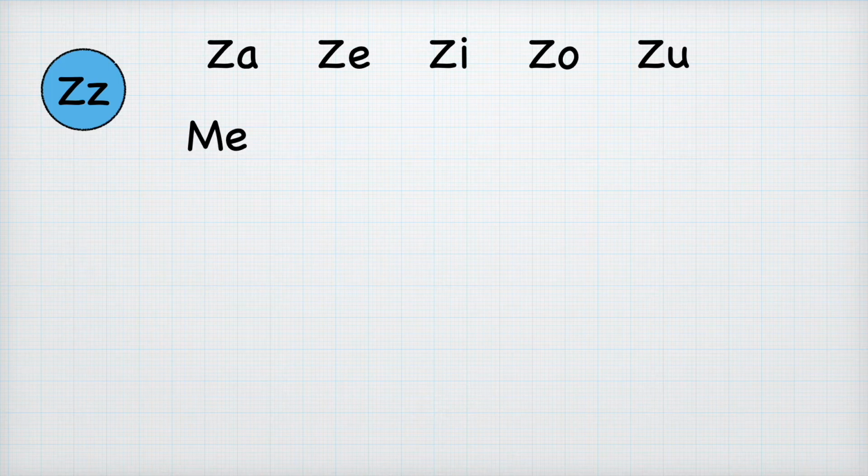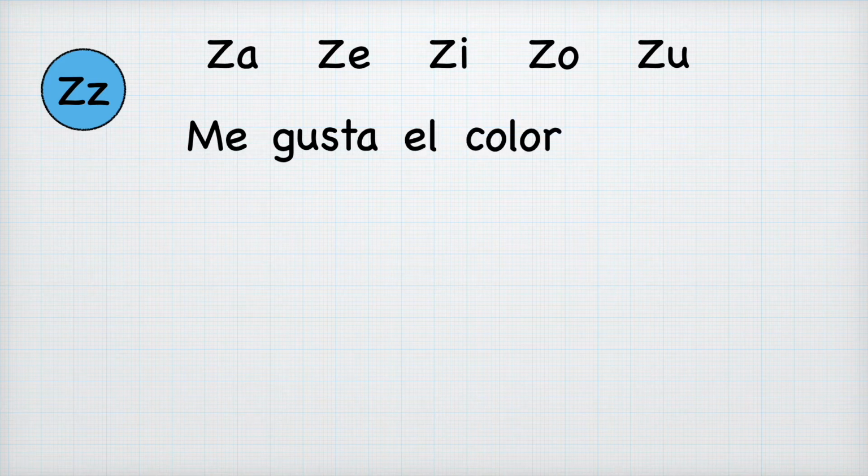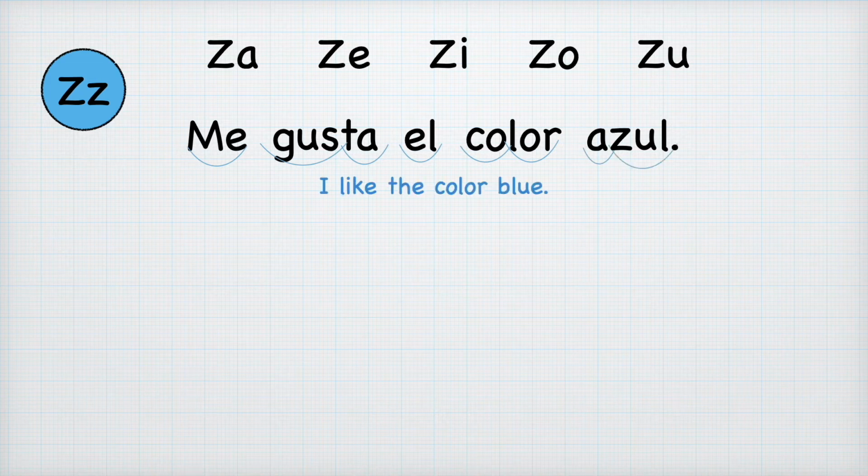Me, M-E, G-U, gu, and then we're going to add the S sound, gus, T-A, ta, gusta. El, C-O, co, L-O, lo, and then we'll add the OR sound, lor, color. A, Z-U, su, and we'll add the L at the end, sul, azul. Me gusta el color azul. It means I like the color blue.